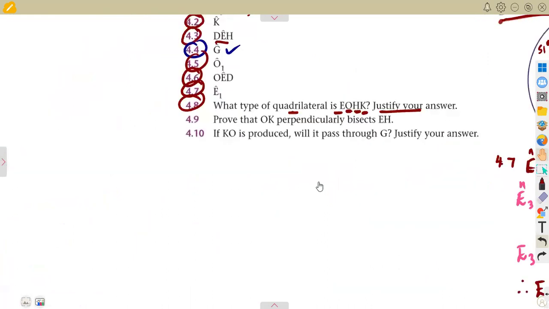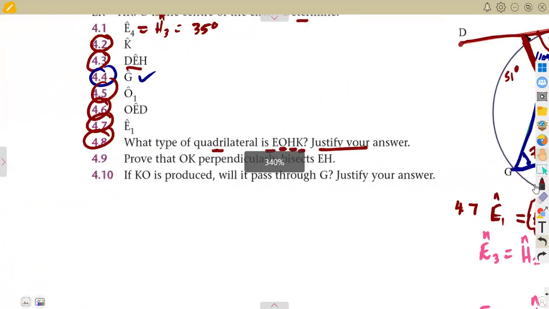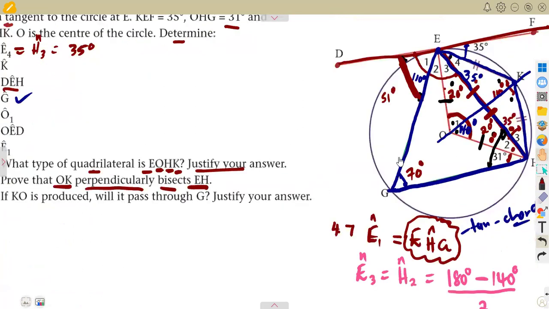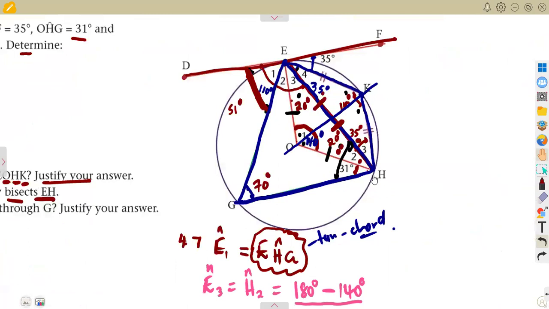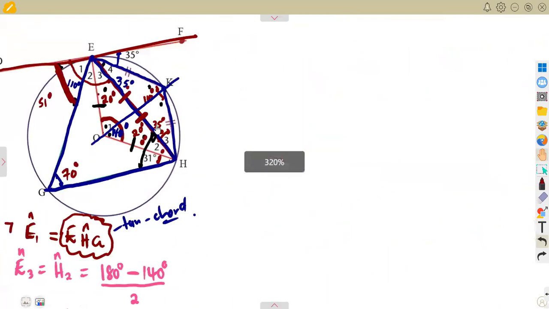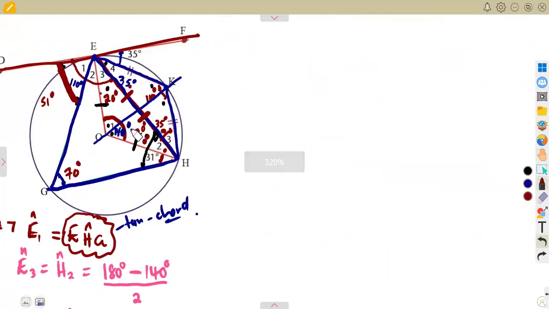All right. Let us see this other part. Prove that. As you can see in this question, they are saying prove that OK perpendicularly bisects EH. So they are saying OK, from O to K, it is a perpendicular bisector of EH. Prove that. So how are we going to prove? Already we have proved that this is a kite. So if it is a kite, this is what I was explaining before.